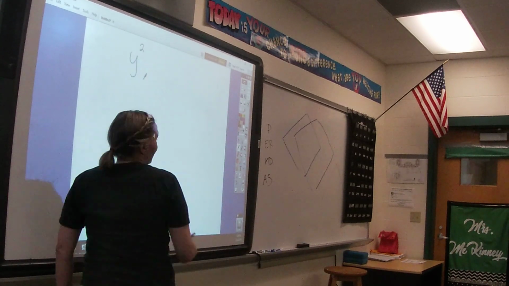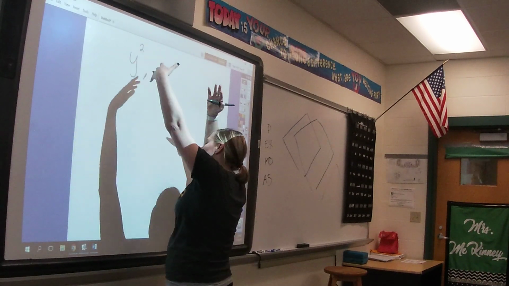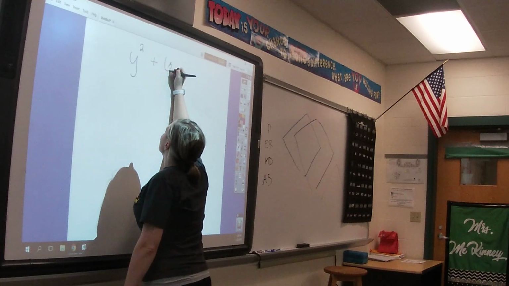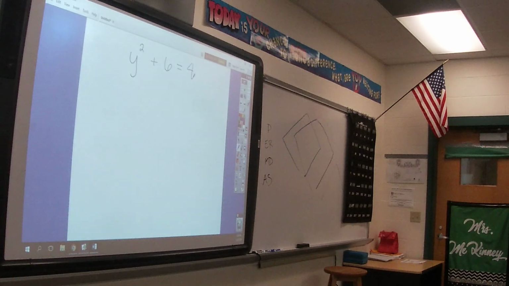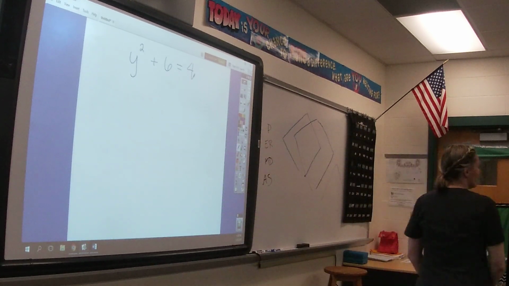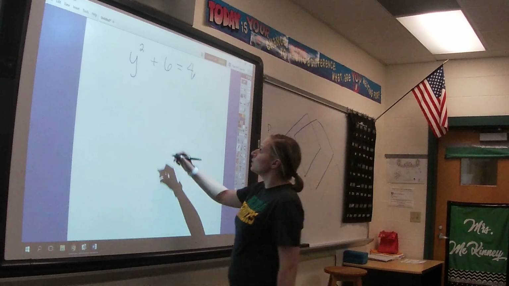So just so we understand, it doesn't only have to be an x squared. That x squared could be a y squared or an a squared or whatever. Y squared plus 6 equals 4. What are we gonna do first? Subtract the 6 from each side.